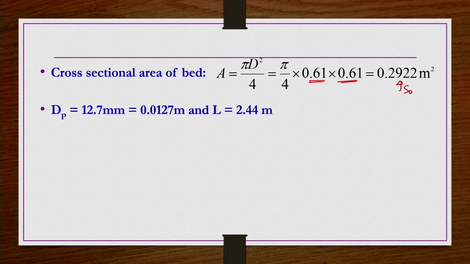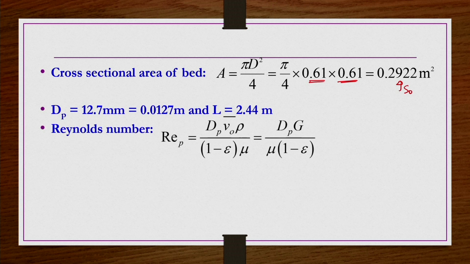So, dp is given as 12.7 mm, and the height of the packing is 2.44 meters. The Reynolds number for the packed bed, dp V naught bar rho by 1 minus epsilon mu, we have just derived. Here V naught bar times rho can be written as a kind of mass velocity. Because V naught bar is not given, the mass rate of the air is given, from there you can find this mass velocity.